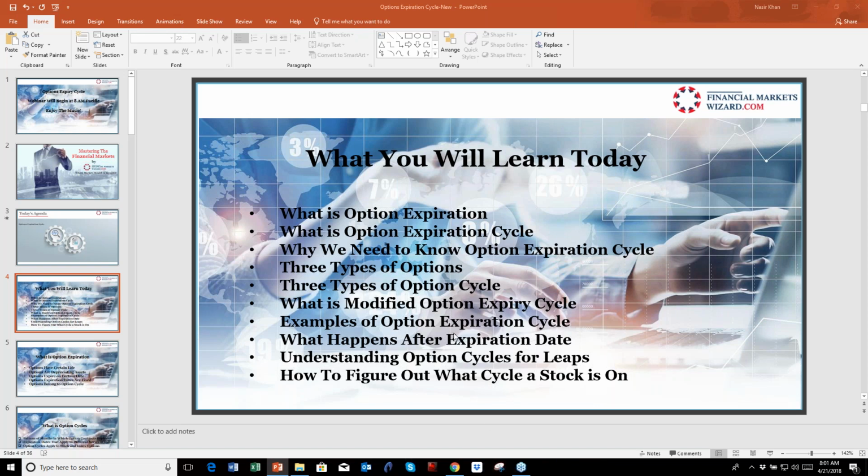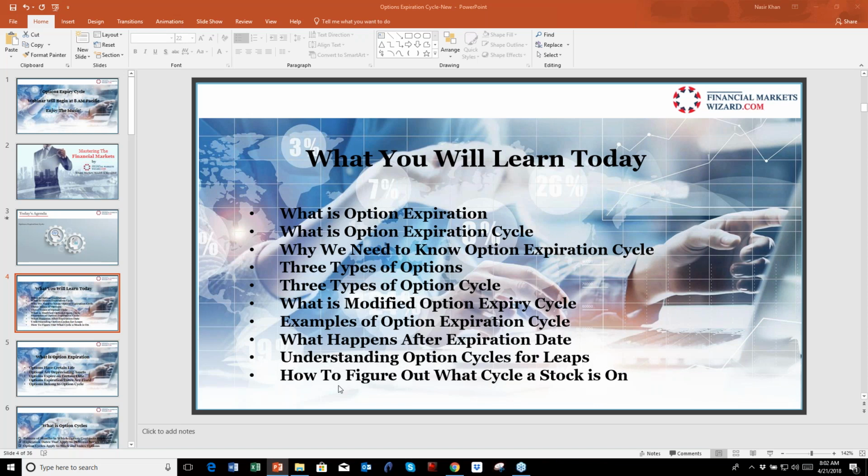I'll give you some examples of option expiration cycles so that you can understand what I'm talking about. You also need to know what happens after the expiration date, and which month in the option chain is added. For instance, April options expire and we see May. What will happen? Will we see June, July or August? What happens when the option expires on Friday, and which month is added? At the end, we will understand the option cycle for LEAPS. If you trade LEAPS, you need to know this.